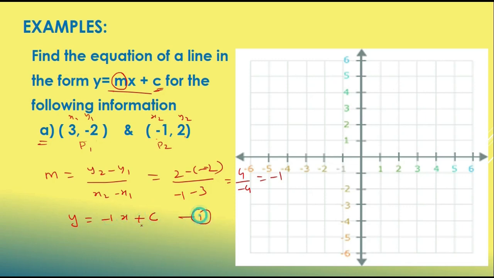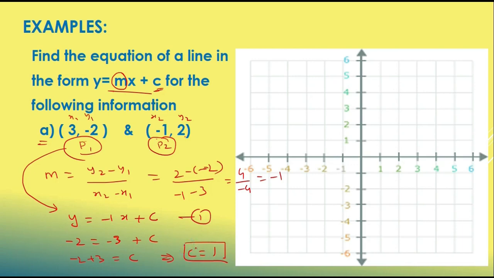In this equation, if you put one of these points p1 or p2, whatever it is, choice is yours, you can find the c value. Let us pick the p1 and substitute here. y value is minus 2 for x value 3. So minus 2 equals minus 1 times 3 plus c. So what is c? This is minus 2 plus 3 is equal to c, which is c is positive 1. So the equation of the line is finally done.